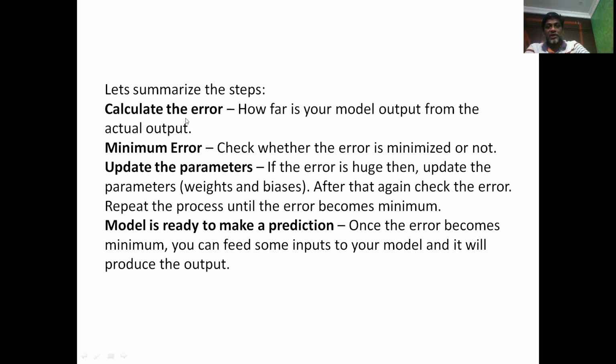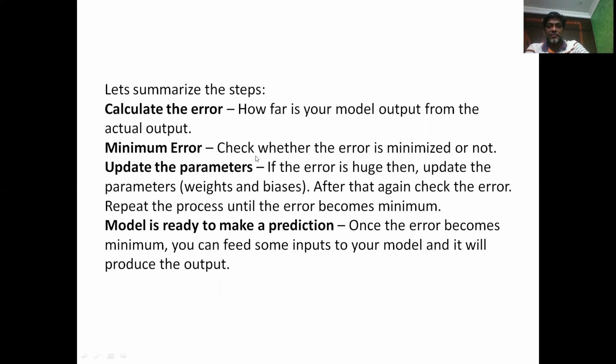The first step will be calculation of the error, to identify how far our model is performing compared with the desired output. The model output is compared with the desired output, which will be used for calculating the error term. If it is the minimum error, then we stop the process. The model is ready to apply specific inputs and calculate the corresponding outputs.